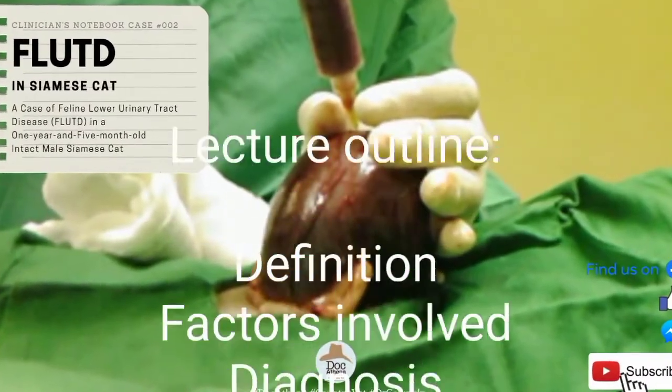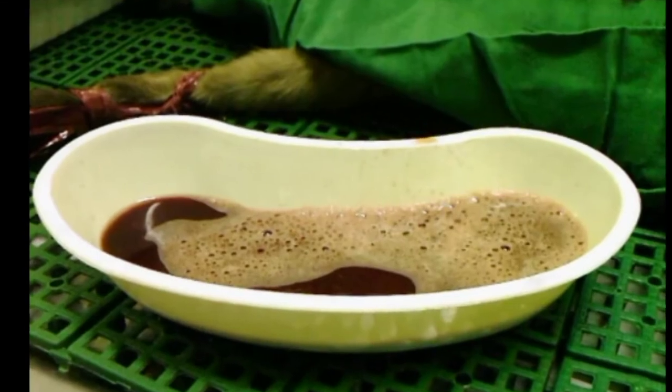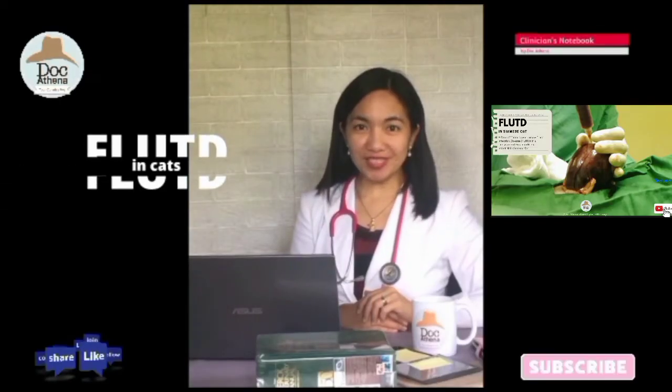What is FLUTD? Now let's proceed to case presentation. FLUTD is a complicated case being a collection of different conditions that could be associated with different causes. Today, we are going to discuss case number 002, FLUTD or feline lower urinary tract disease in cats.